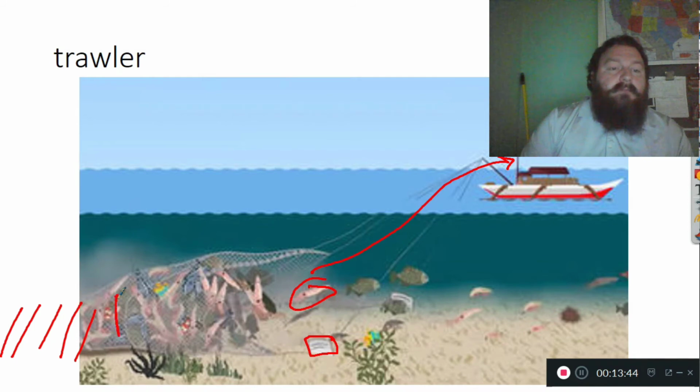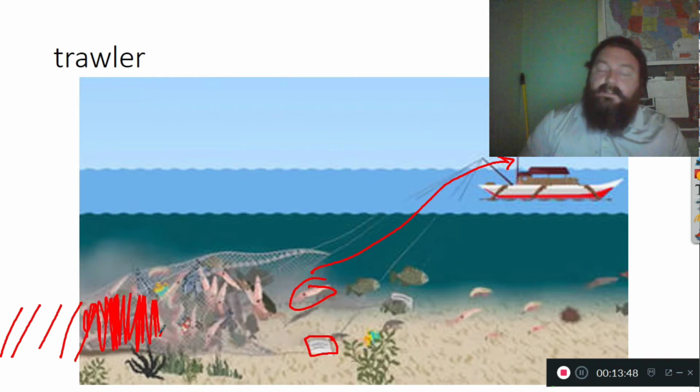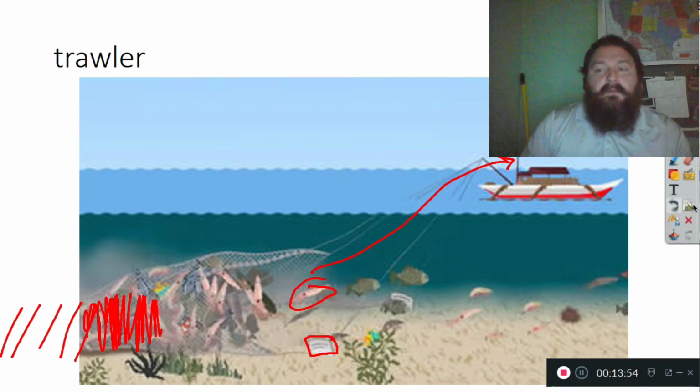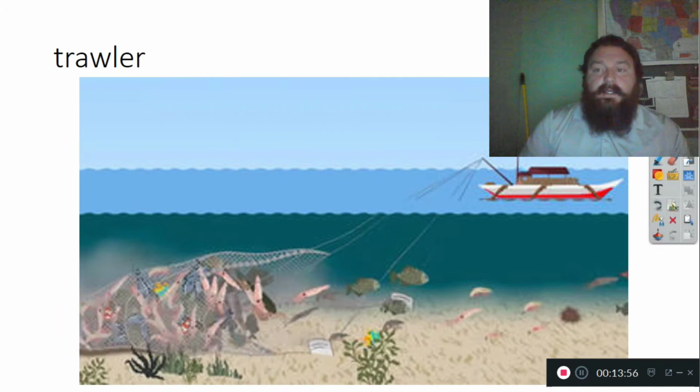But you can tell by them dragging it through, the fish get jammed up down here at the back, and it starts to put more and more pressure on them. As it puts more and more pressure on them, they're starting to get squished to death. So most of that bycatch that they pitch overboard is either dead or about to be dead.